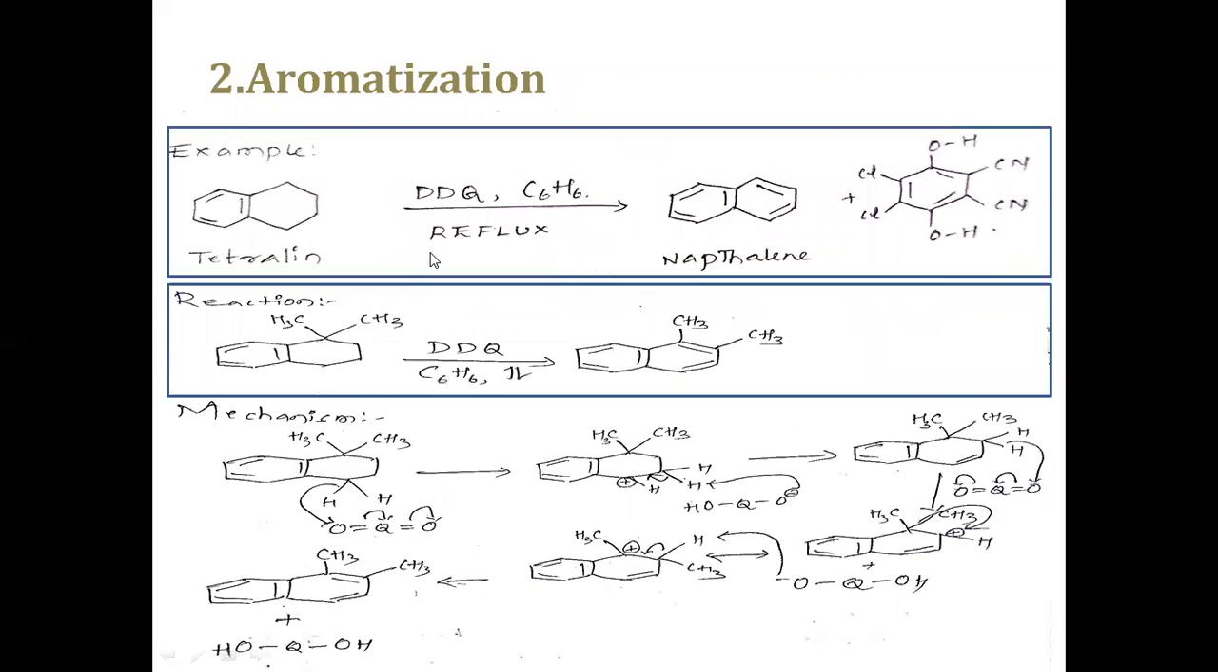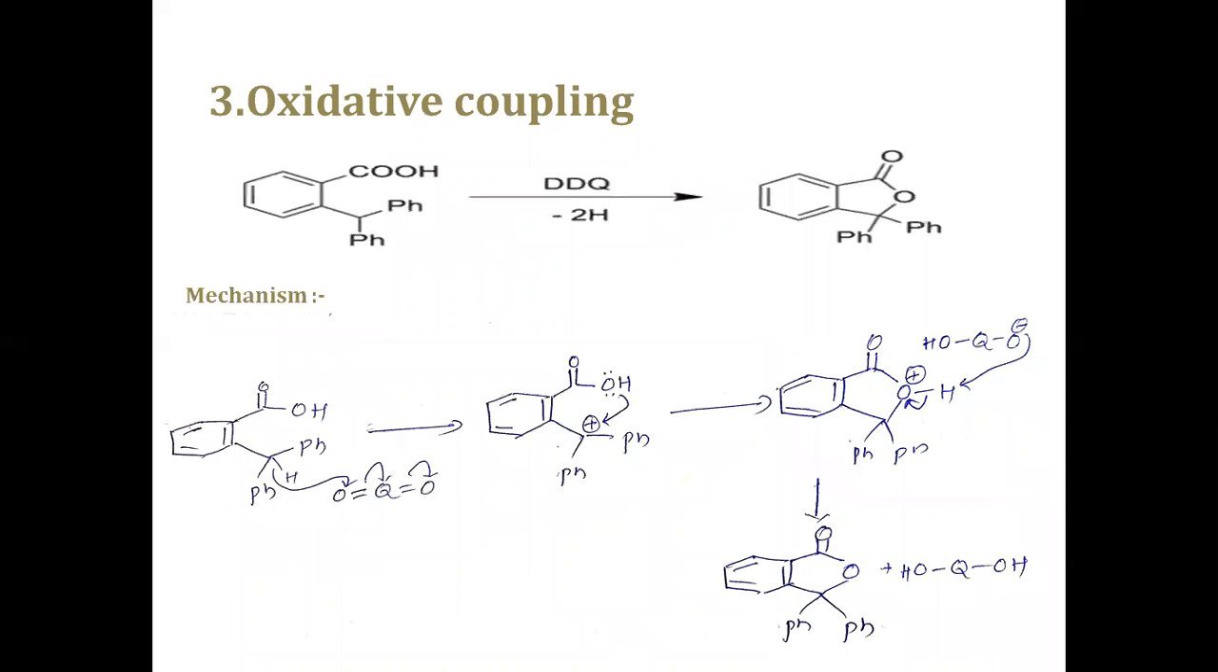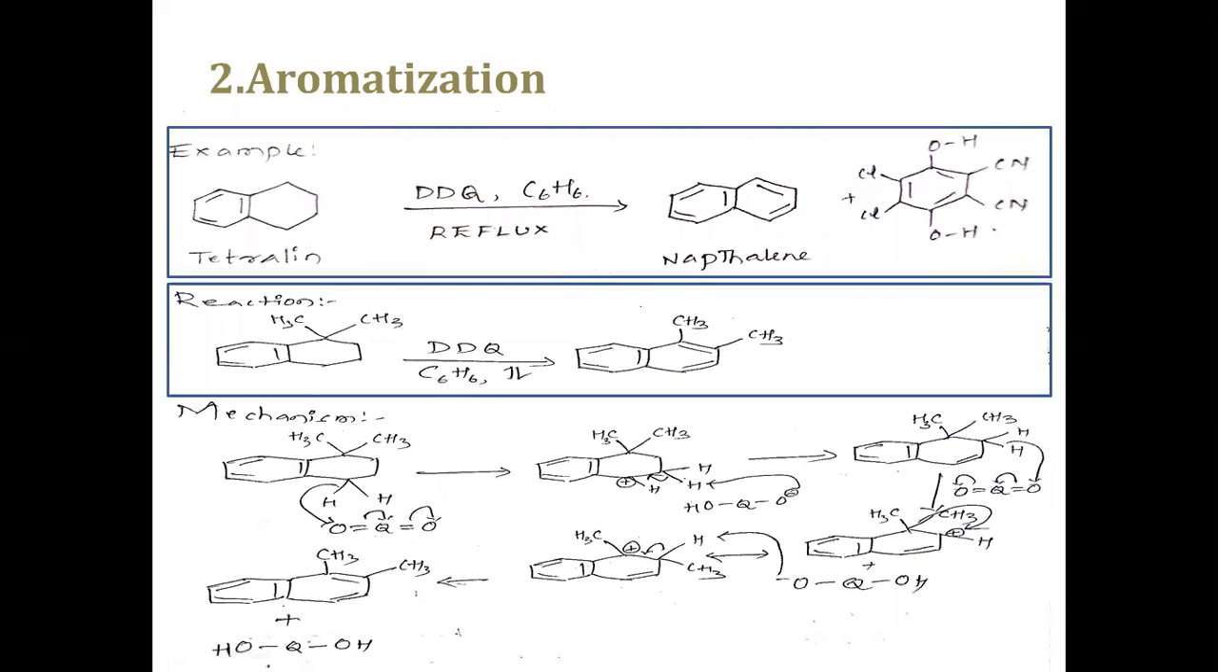Next, second application, aromatization type of reaction. In aromatization type of reaction, we already discussed in the last class how tetralin will convert into naphthalene. We have discussed the detailed mechanism of how DDQ converts tetralin into naphthalene.